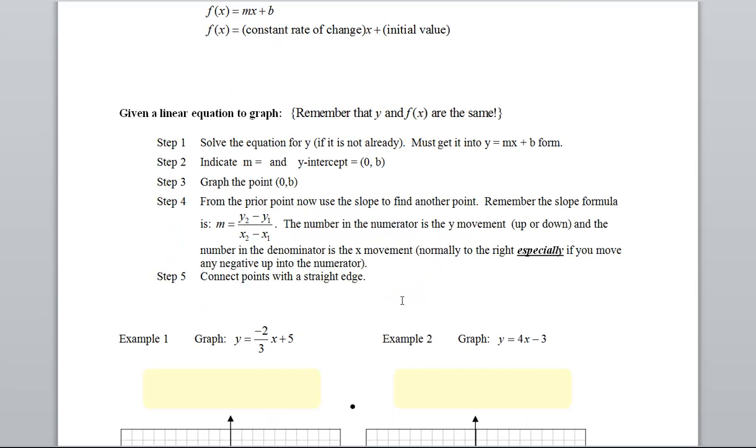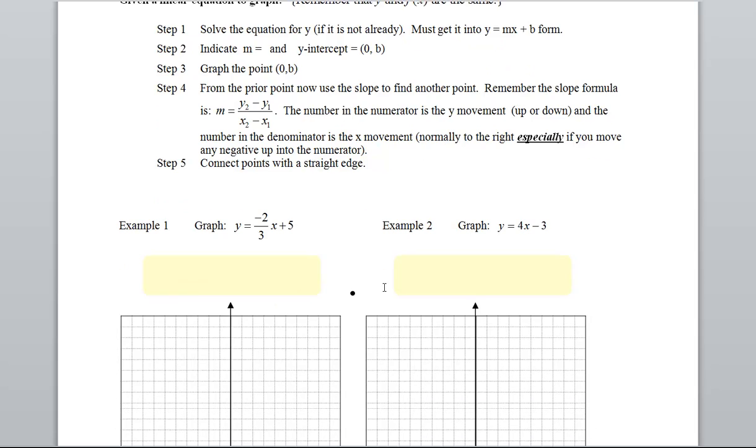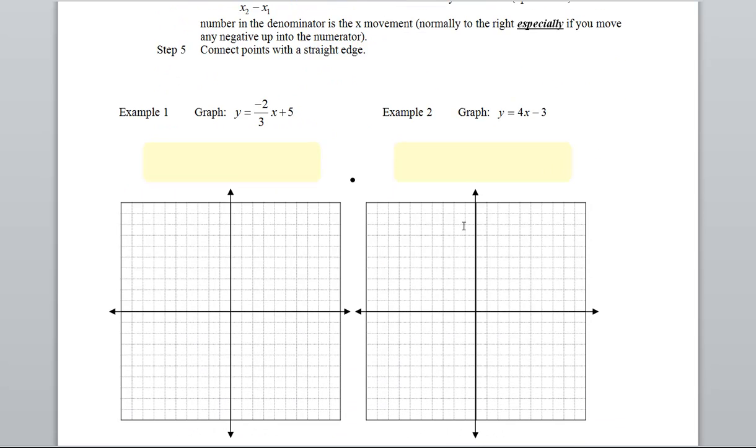Of course, I've got some examples. Alright, now I'm going to graph y equals negative 2/3 x plus 5. It's already in y equals mx plus b form. So let's indicate slope and my y-intercept. I'm going to put this point on 0, 5. So I've got 1, 2, 3, 4, 5. Let me get it as close as I can.